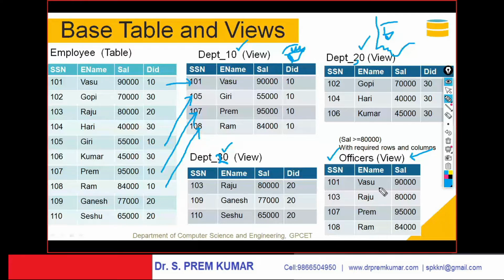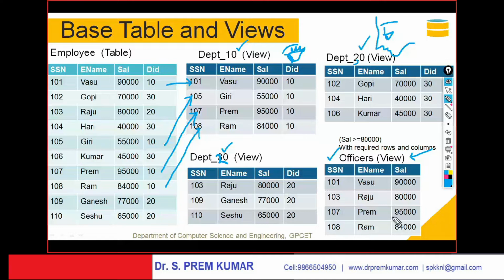Now you observe here, I created a view. How to create a view, I will explain later. I created a view for salary greater than 80,000. So you are getting 101 Vasu 90,000, 103 Razu 80,000, 107 Prem 95,000. All these are the employees whose salary is greater than 80,000.